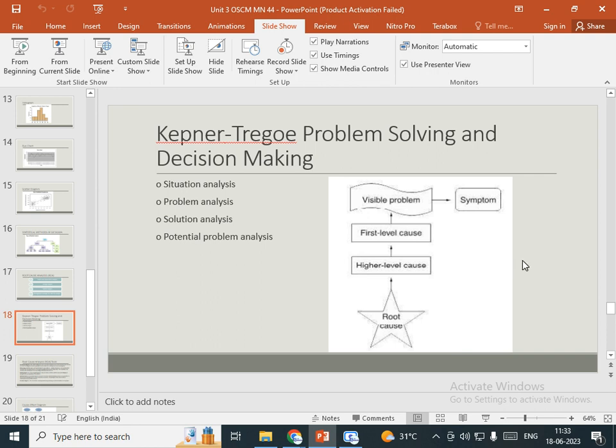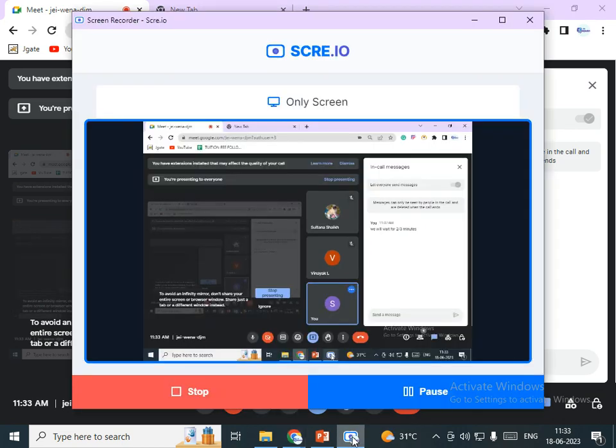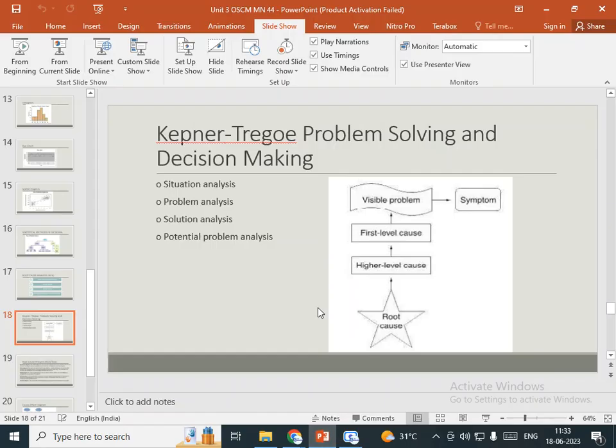This model provides four distinct stages for resolution of a problem. These four stages are situation analysis, problem analysis, solution analysis, and potential problem analysis.